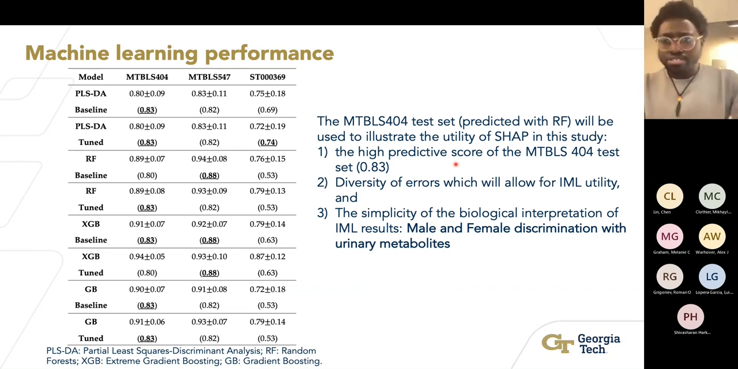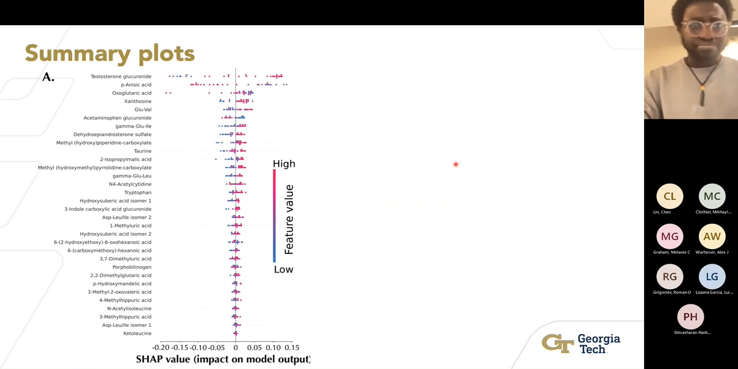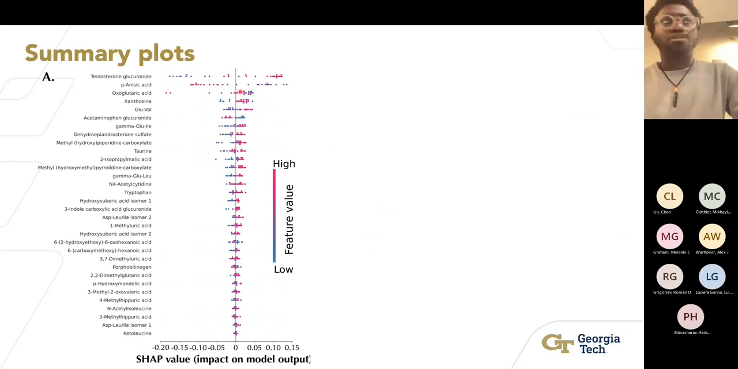Okay, so now let's go to the interpretations. This is called a summary plot. On the y-axis are the urine metabolites that are important, arranged in descending order. On the x-axis you're seeing the SHAP value, which is the impact of those features on the model. If it's negative, it's driving the prediction towards female. If it's positive, it's driving the prediction towards male. Each dot you see here represents a sample.